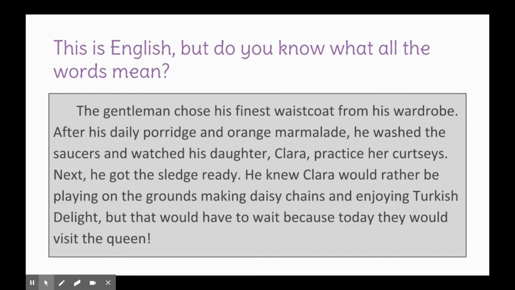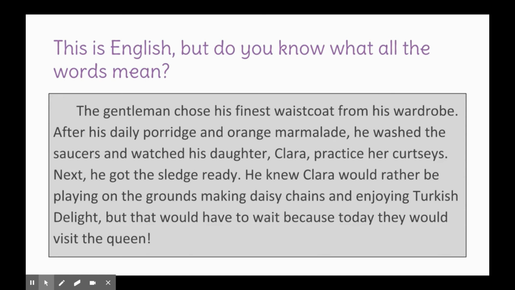I will read part of a made-up story. As you read along, ask yourself, do I know what all these words mean? The gentleman chose his finest waistcoat from his wardrobe. After his daily porridge and orange marmalade, he washed the saucers and watched his daughter, Clara, practice her curtsies. Next, he got the sledge ready. He knew Clara would rather be playing on the grounds, making daisy chains and enjoying Turkish delight. But that would have to wait, because today they would visit the Queen.